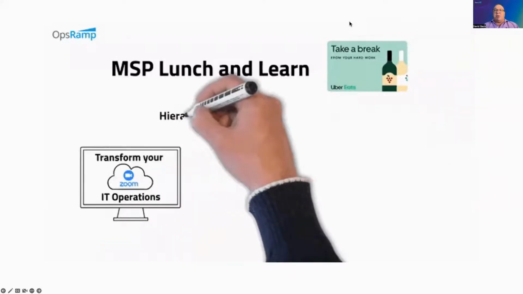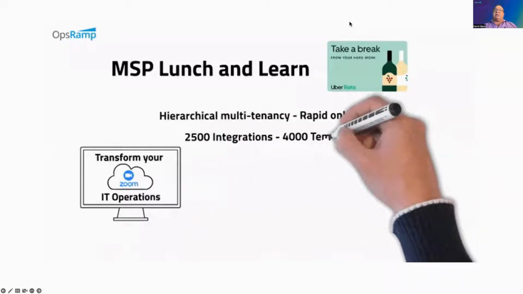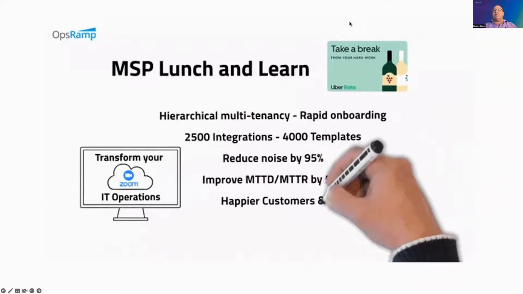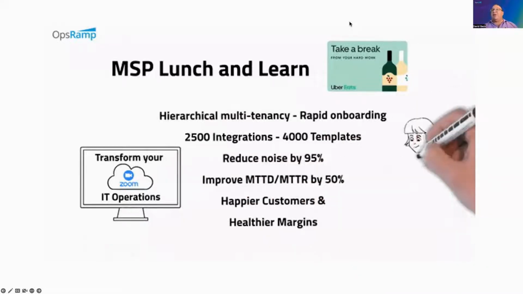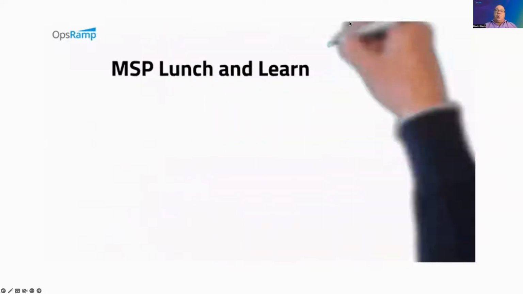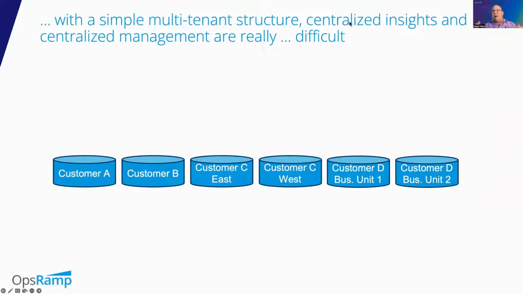I recently ran an MSP-based lunch and learn for our customers out here. And the question was asked to us is, how can you have rapid onboarding of new customers when you've got 2,500 integrations and 4,000 templates to apply? So I wanted to just show you why we can do that and how we can do that. And the secret is hierarchical multi-tenancy. So let me explain what I mean by that.